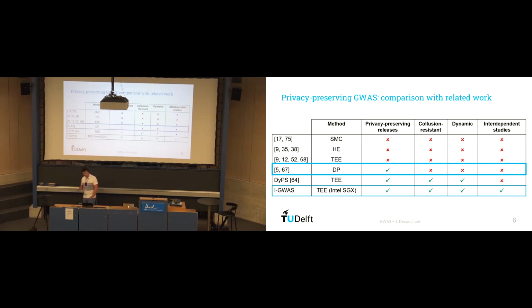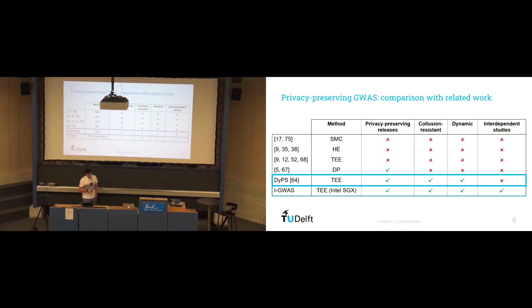So if you want to protect the data that you release, then you can add noise. You can use DP. But then we don't have these other attributes that we want to have. It's not collusion resistant by default. It's not dynamic, or at least, okay, we can talk more about DP if you have questions. The discussion is actually a bit longer than that.